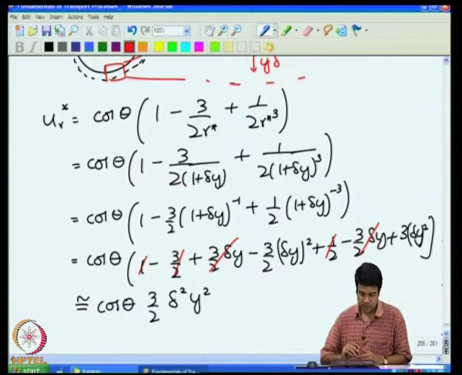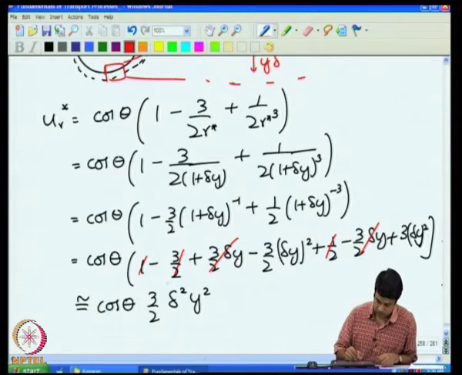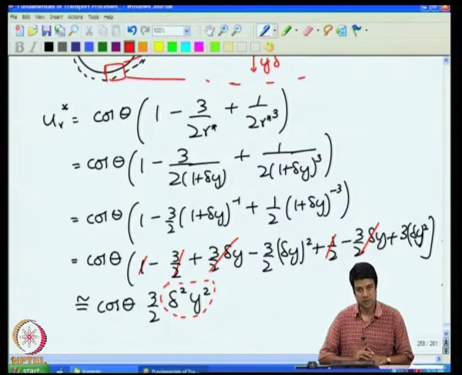That series expansion tells us that UR star, the dimensionless velocity in the r direction, is equal to cos theta times 3 by 2 delta square y square. So this velocity goes as delta square. This is the radial velocity, the velocity perpendicular to the surface.